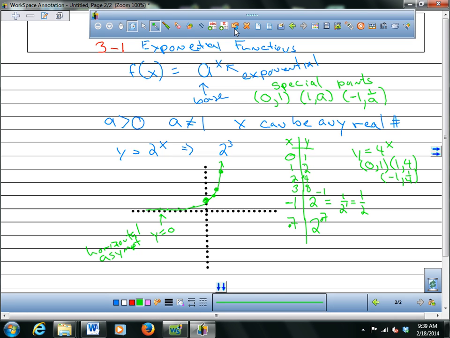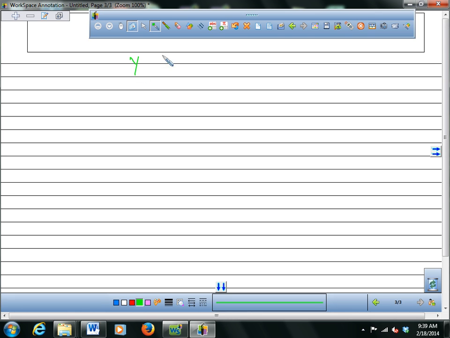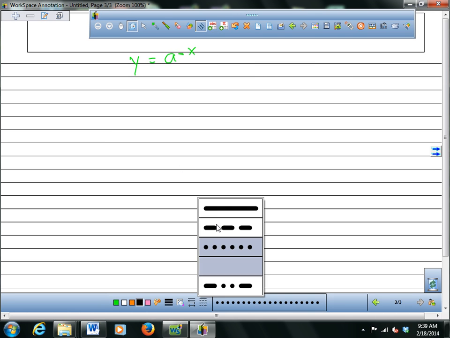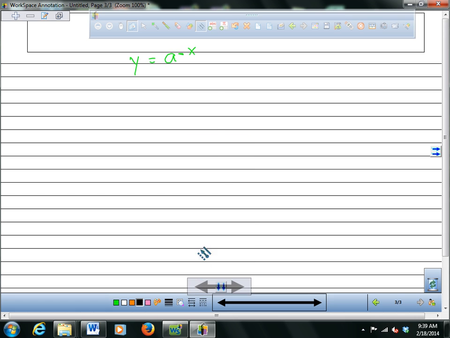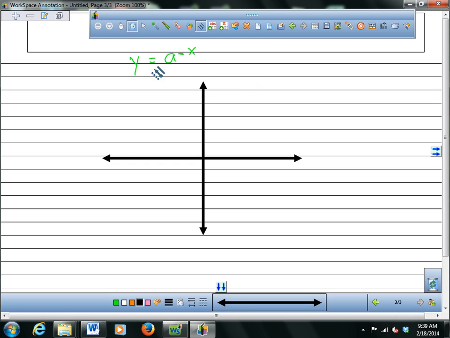So what if I wanted the graph y equals a to the negative x? What do you think y equals a to the negative x would look like? If y equals a to the x goes this way, what do you think negative x does? You want me to tell you? The opposite way. It goes the other way.